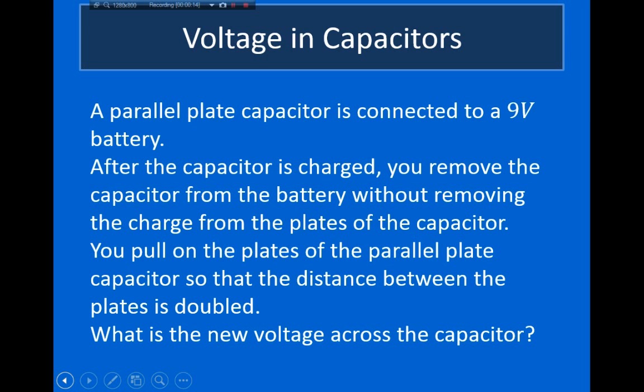In this example, we're told that a parallel plate capacitor is connected to a 9-volt battery. And after the capacitor is charged, we remove the capacitor from the battery, but we leave the charge on the plates of the capacitor. We then pull the plates of the parallel plate capacitor so that the distance between the two plates is doubled. The question now asks, what is the voltage across this parallel plate capacitor?